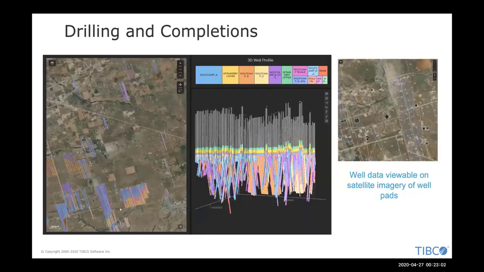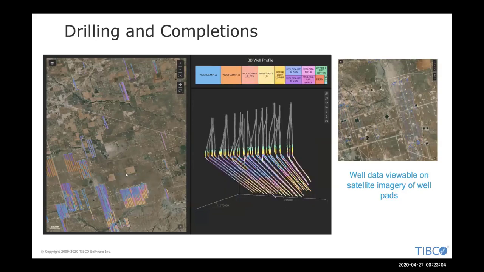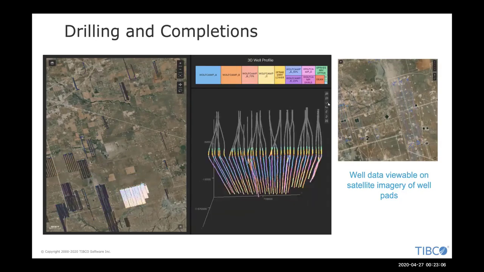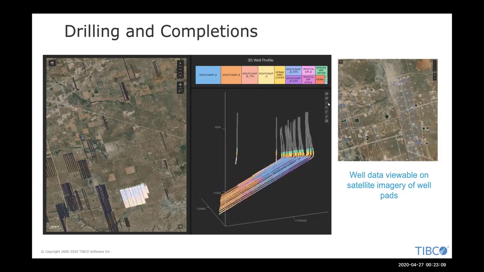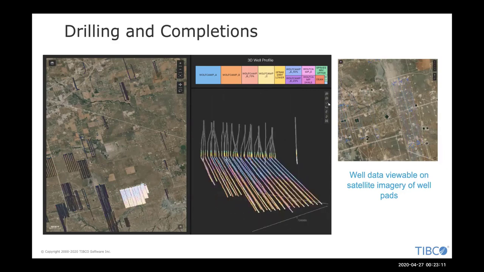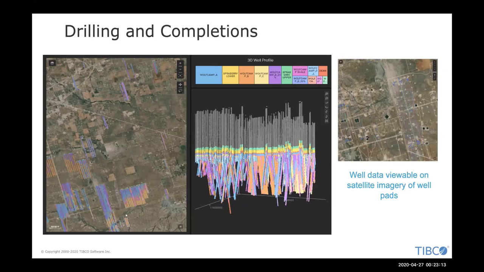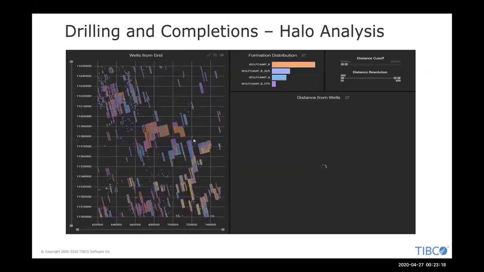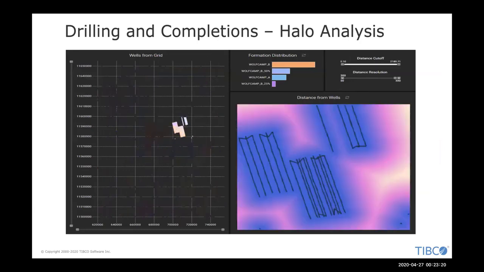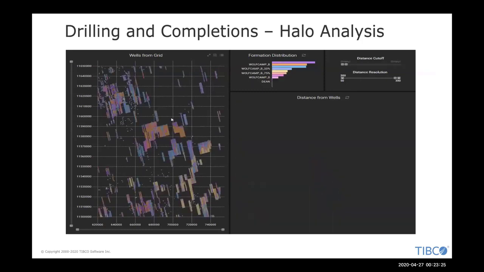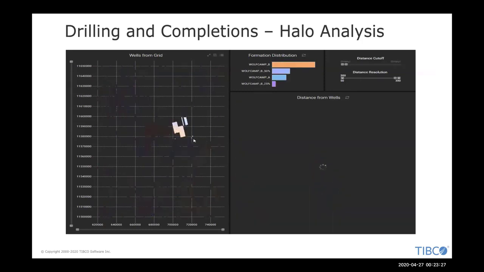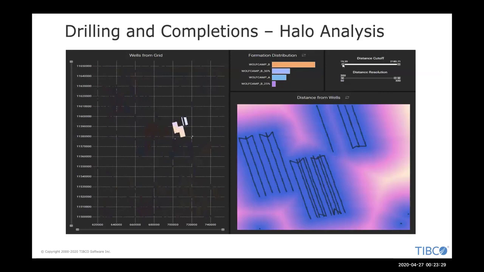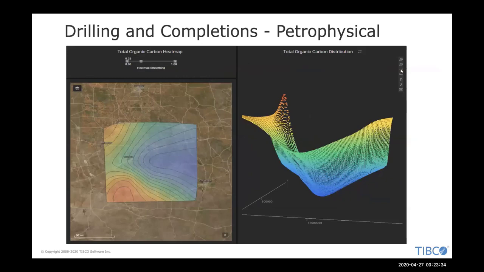The second part is to look at where you've already drilled and understand what sort of trajectories and drainage you've been able to achieve, looking at the data in Spotfire on the well paths, as well as well data viewable on satellite imagery across the well pads. And then you want to add a halo to represent the drainage that you've been able to achieve from the wells that you've drilled. And this what-if scenario allows you to change the size of the halo and understand where you've drained and the well spacing attributes therein.